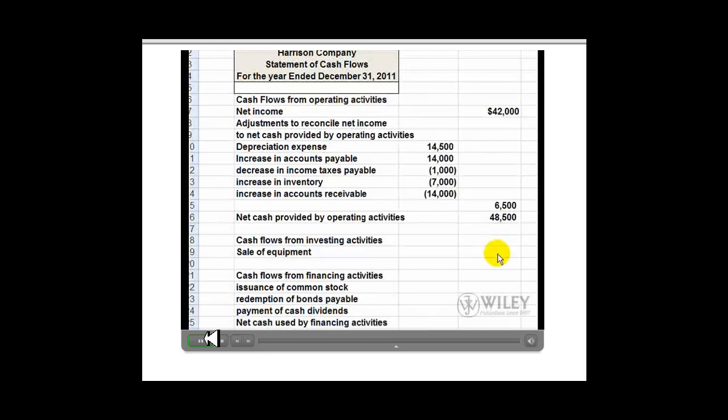From additional data number 2, during the year equipment was sold for $8,500 cash. The equipment cost $18,000 originally and had a book value of $8,500 at the time of the sale. So the cash inflow from the sale of equipment, $8,500, is included in the investing activities section.